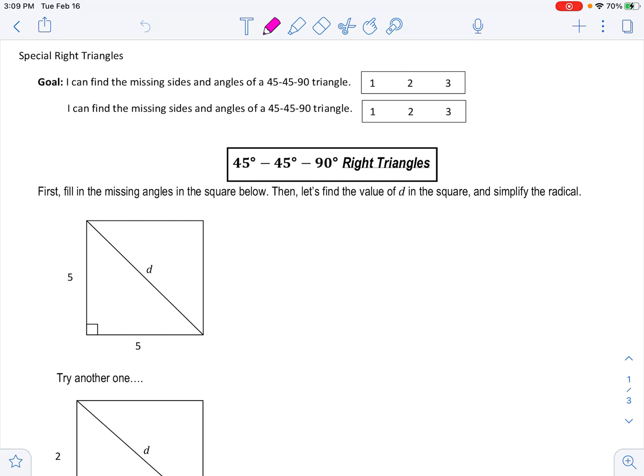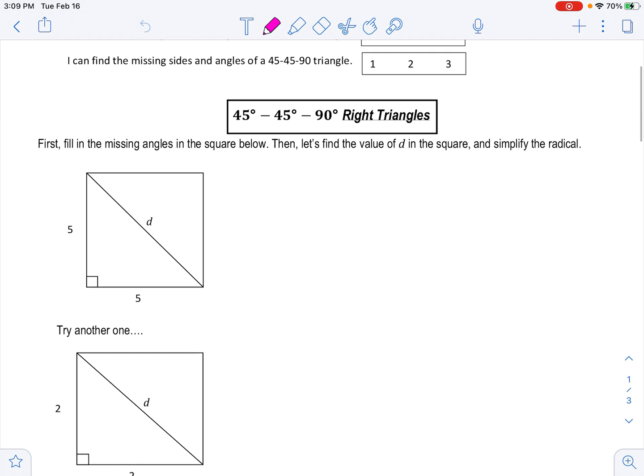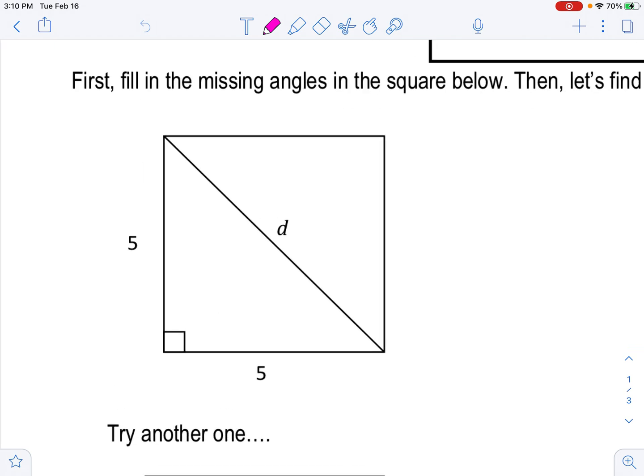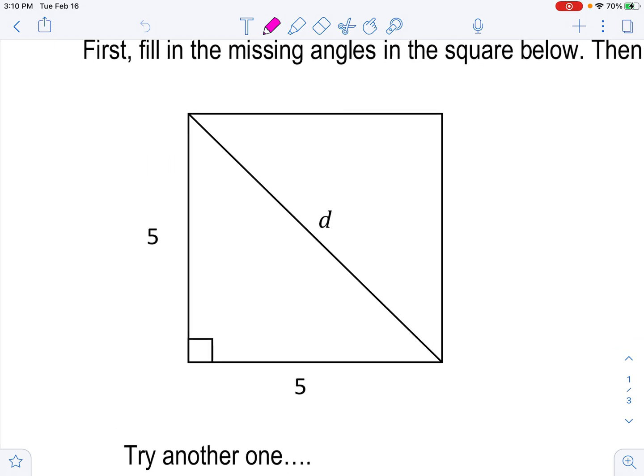There are certain patterns that we see when we have these types of triangles. So what we want to do is discover these patterns so we can be real quick with these types of triangles. Instead of just giving you the pattern, let's discover it. It says, first, fill in the missing angles in the square below, and then let's find the value of D in this square and simplify the radical.